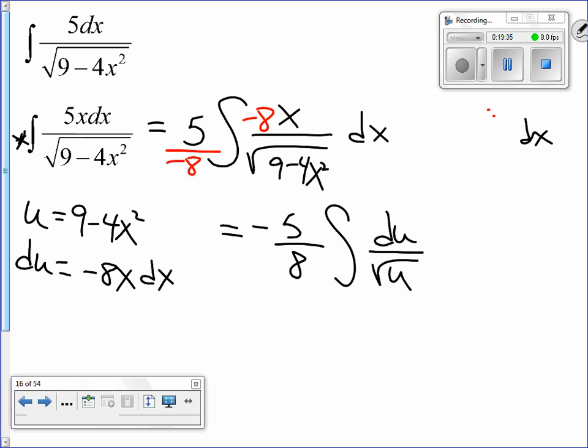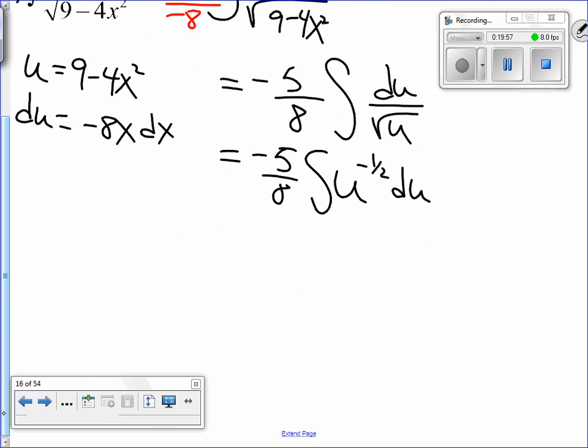Bam, you got it. All right, so we're going to move it up. So what we've got is negative 5/8 times the antiderivative of u to the negative 1/2 du. Right? The only time we don't bring it up with a negative exponent is if it's a u to the first down there, because du over u, that's just its own rule. Yeah, we bring it up. Now with the power rule, let me just write this negative 5/8.